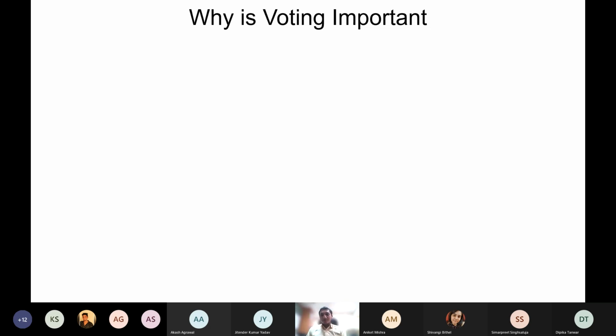Good. Simarpreet? So I guess voting is also one vote, one value, and one person. So it also promotes equality, and there is no bias in the result. Right. So Simarpreet is thinking about this one person, one vote feature of voting, right? Which is that every person has an equal voice in determining the collective outcome. Okay, good. Anyone else?